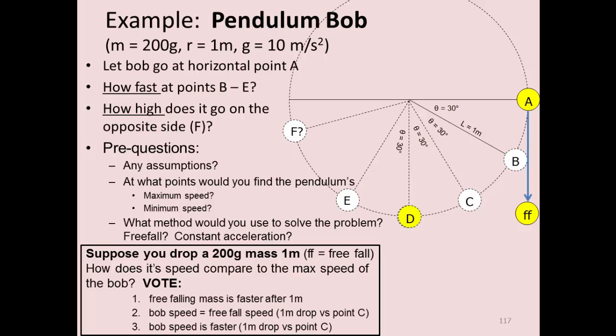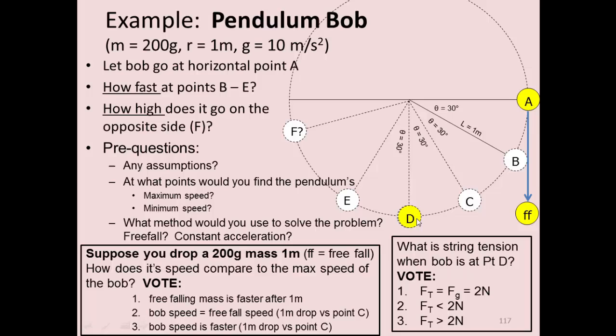First, I'd like to know which ball would be going faster at the bottom, the one on the pendulum, which is swung down through this quarter of a circle, or the one that drops freely in a free fall down 1 meter. Number one, the free falling mass goes faster when it reaches this point. Number two, there are equal speeds. Or number three, the pendulum bob is moving faster when it's down at this point.